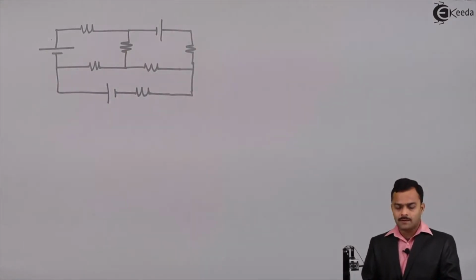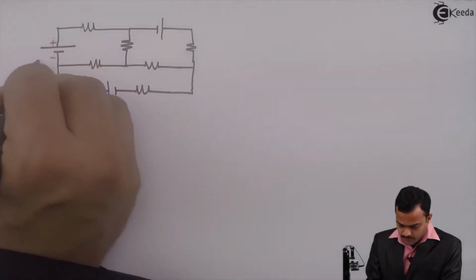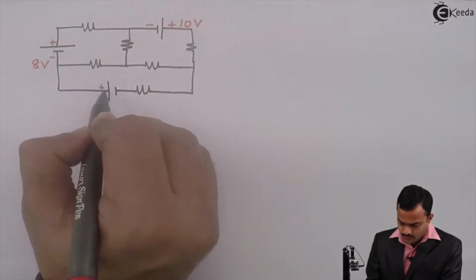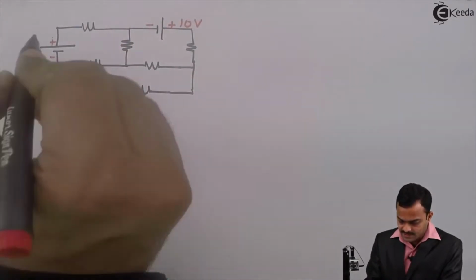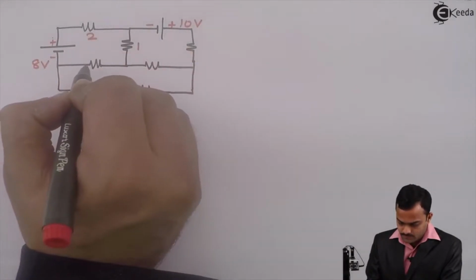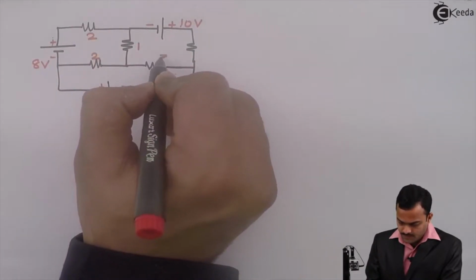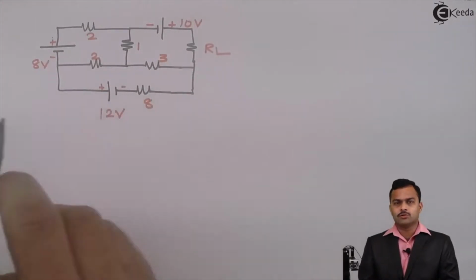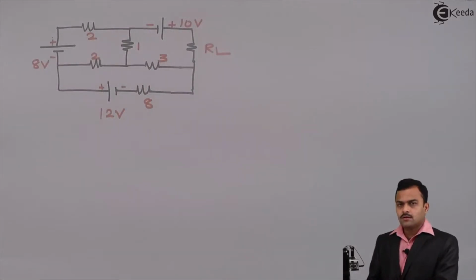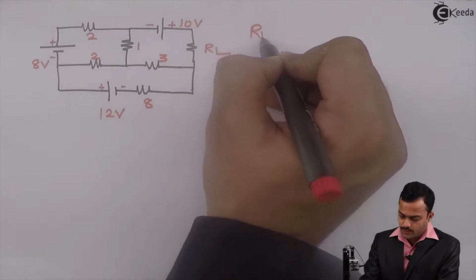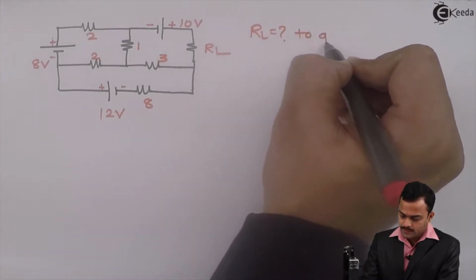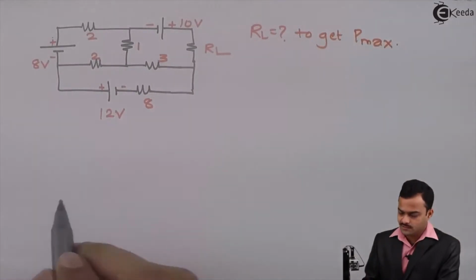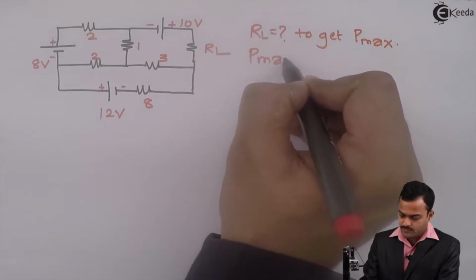So here I have voltage sources of 8 volt, 10 volt and 12 volt with resistances 2 ohm, 1 ohm, 2 ohm and 3 ohm, and load resistance RL is marked, along with an 8 ohm resistance given. The question is, what should be the value of RL to get maximum power transfer, and once we know the condition, what will be the maximum power?